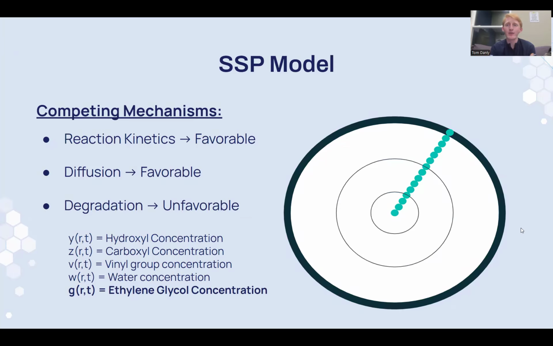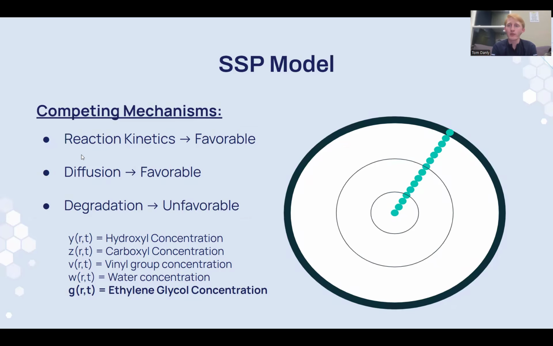So to do this, I created a model analyzing three competing mechanisms, including reaction kinetics, basically understanding the mobility of the polymer chains to react to form these ester bonds. And when these ester bonds are formed, they release ethylene glycol, which is a byproduct. If this builds up too much within the pellet, it suppresses the forward reaction. So diffusion of ethylene glycol out of the system is very important to drive the forward reaction.